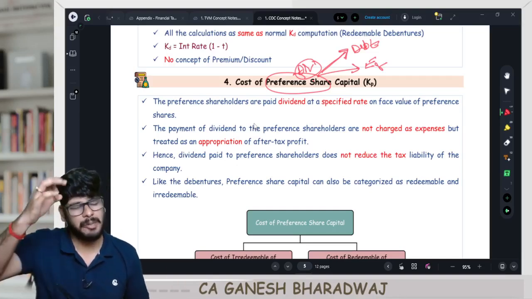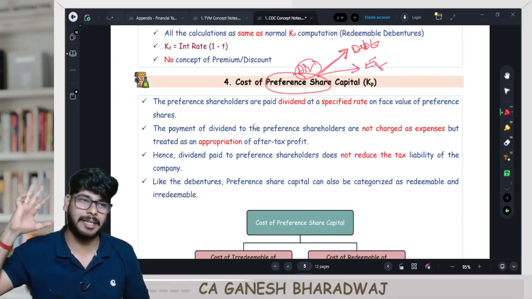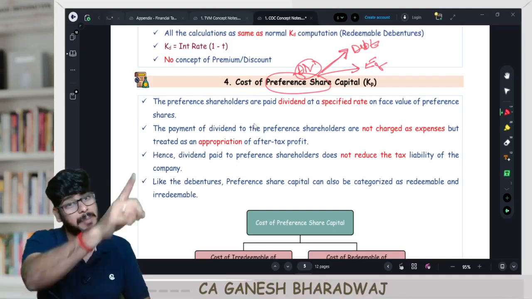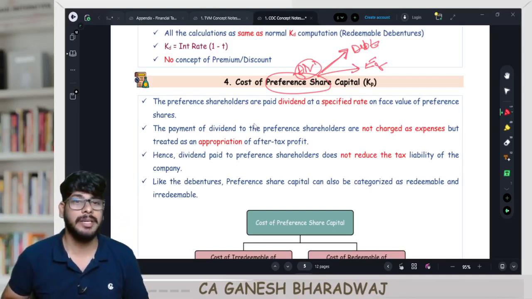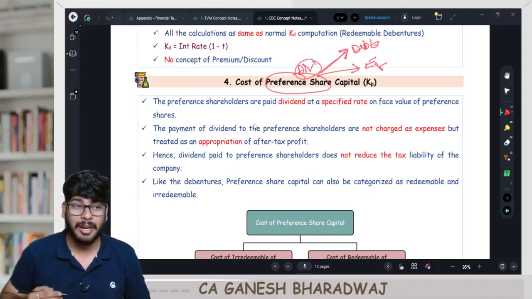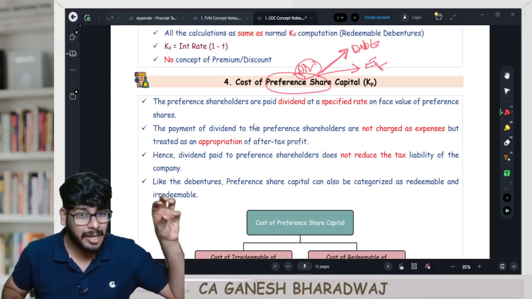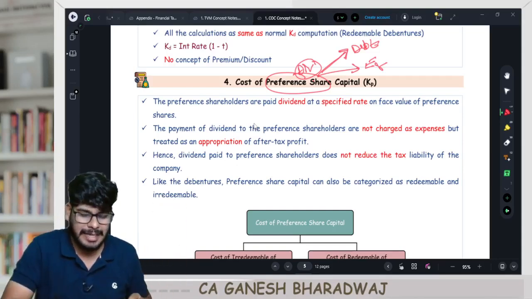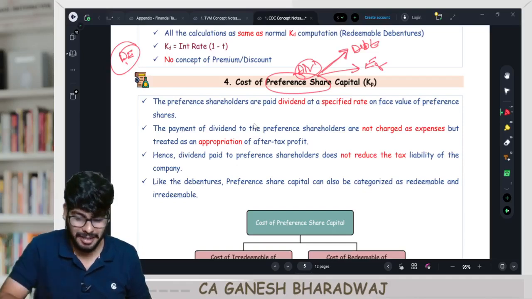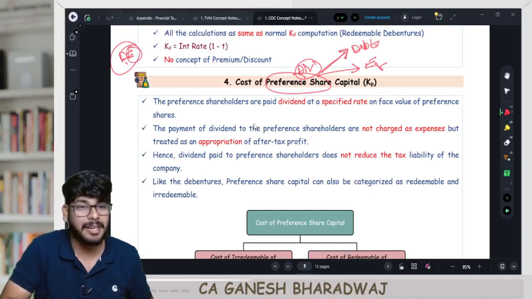Always remember, the cheapest source of finance is only debt. KD is always the cheapest source of finance. KD will always be lesser than KP and KE also, right? Then why do we have this? Let me tell you, some companies, when they are going for bank loans or when they are even approaching the public, there are some parameters like debt equity ratio, right? For those parameters, this preference gets classified under the equity component.